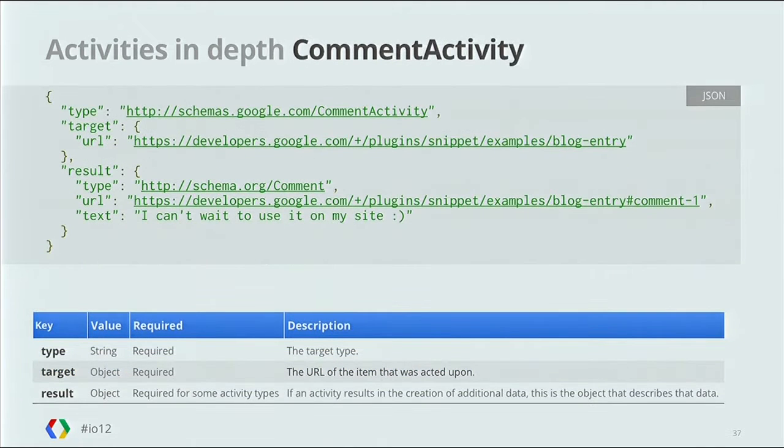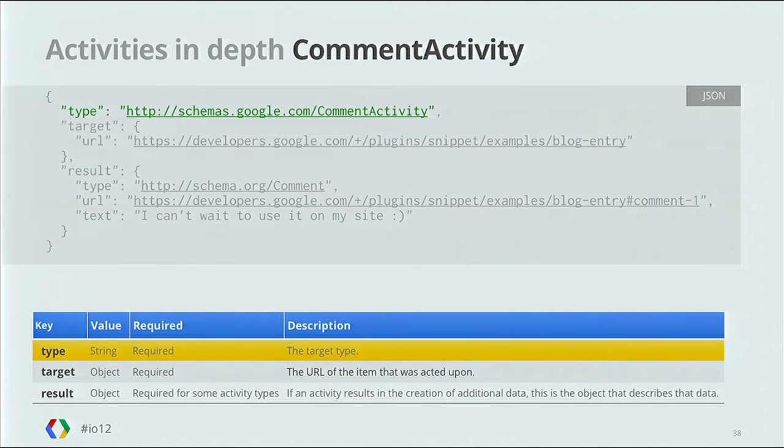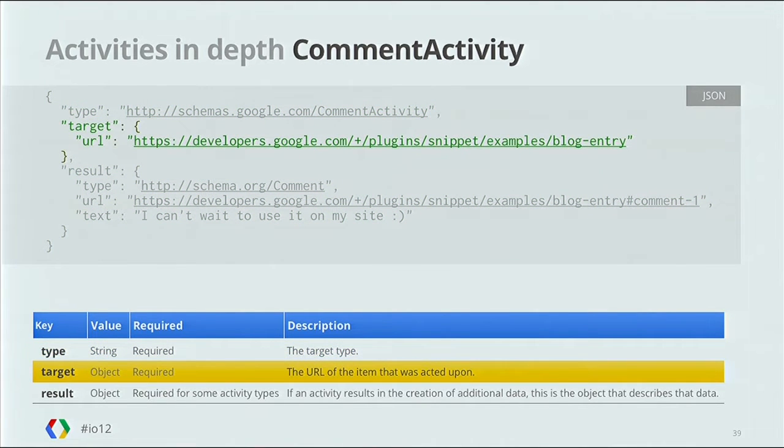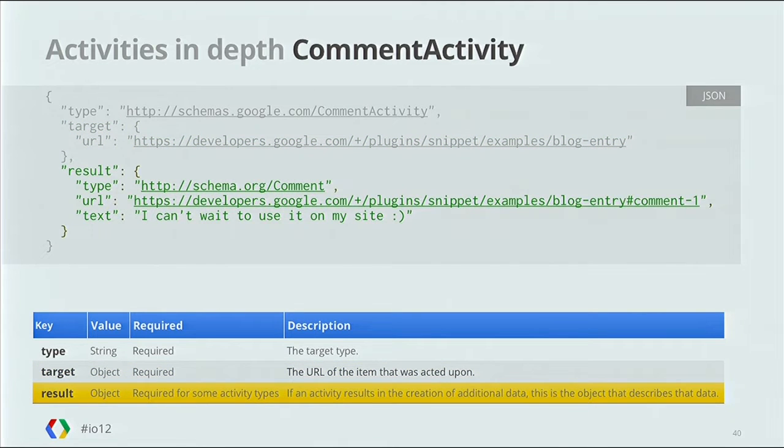Here's a comment activity, and I'm going to add a new section here. We have the type and the target as before, but now we also have a result. And this is because I've written a comment, yeah? And now a comment exists out in the world. It's a result of the activity. So that result will include the type, right? In this case, a comment, the permalink to that comment, and then the text of the comment.